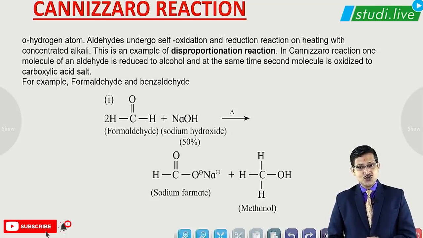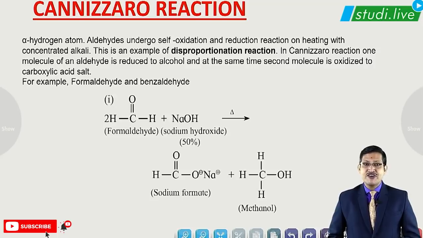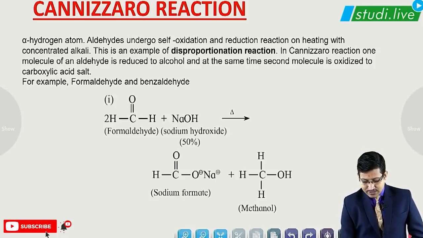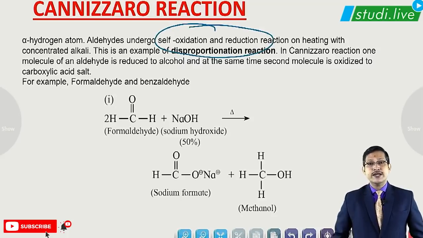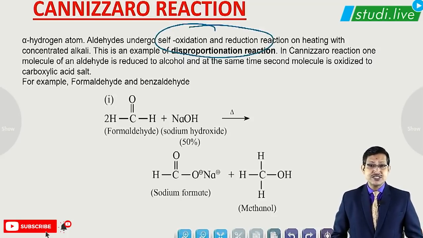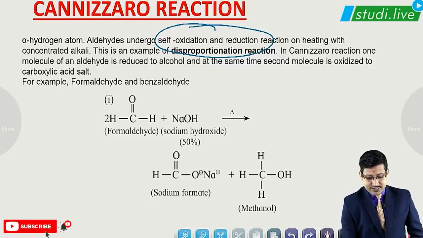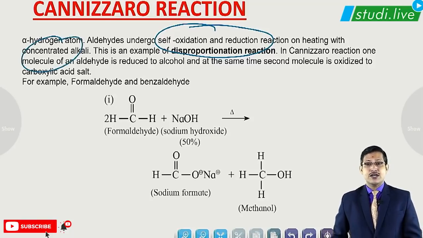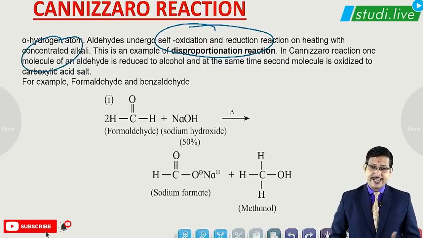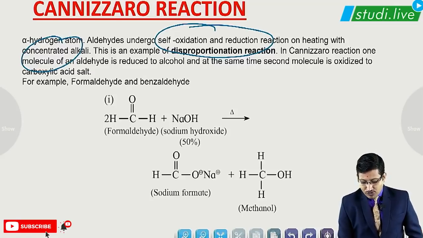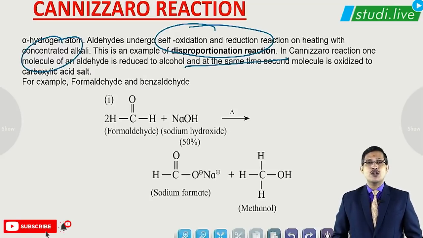Now Cannizzaro's reaction is a self-redox reaction. When I say it is a self-redox reaction, the name has its meaning here. It is a self-oxidation and reduction reaction on heating with concentrated alkali. Compare this with the previous one: there it was dilute alkali, now here it is concentrated alkali. What is another name for this reaction? It is also called a disproportionation reaction.